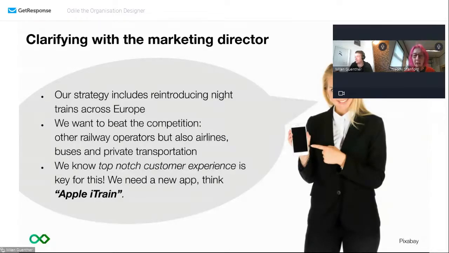Now, Odile now has to think, what on earth does that mean in terms of where do I have to look? How do I know we would be beating the competition? What do other people think? Does everybody have a similar view of who the competition is?